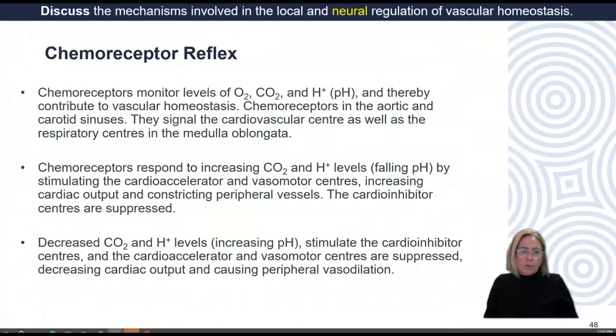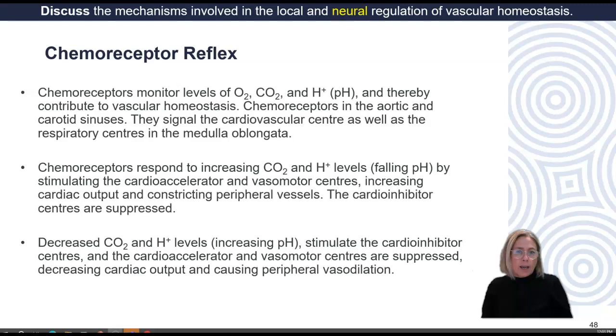We'll now look at the chemoreceptor reflex, which I have mentioned in the cardiac topic as well. So these receptors are monitoring levels of oxygen, carbon dioxide, and hydrogen ions. Remember, the more hydrogen ions in a solution or in the plasma will make the pH lower. So these chemoreceptors are going to contribute to vascular homeostasis as well.